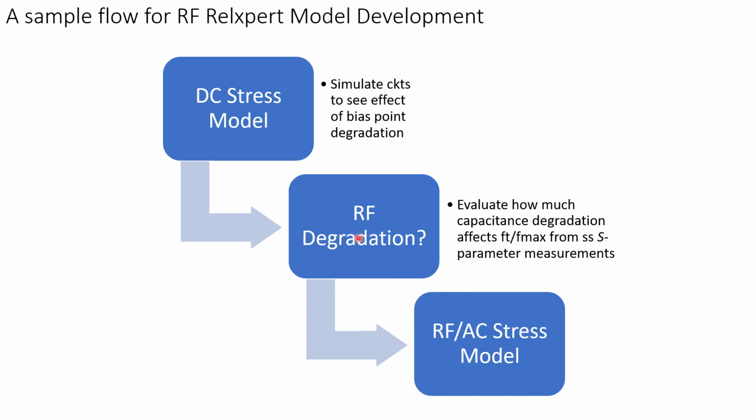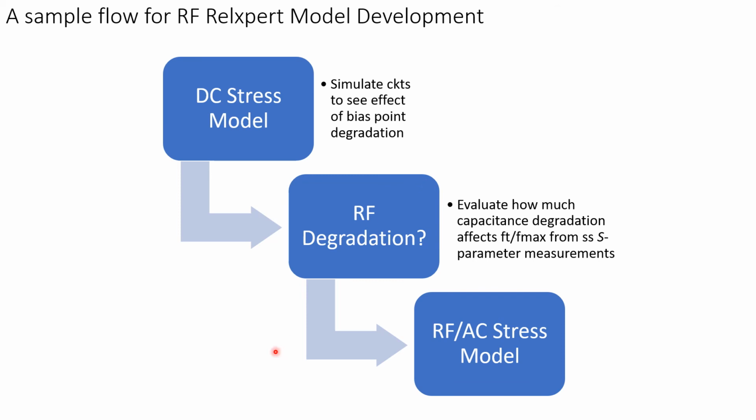The next point to see is RF degradation. My proposal is that we should evaluate how much capacitance degradation there is in a typical device. Why? Because RF degradation is going to come from the degradation in various capacitances such as CGD, CGS, or CDS of the device, which are currently not modeled. For example, CGD and CGS degradation is indirectly modeled in terms of the threshold voltage shift.